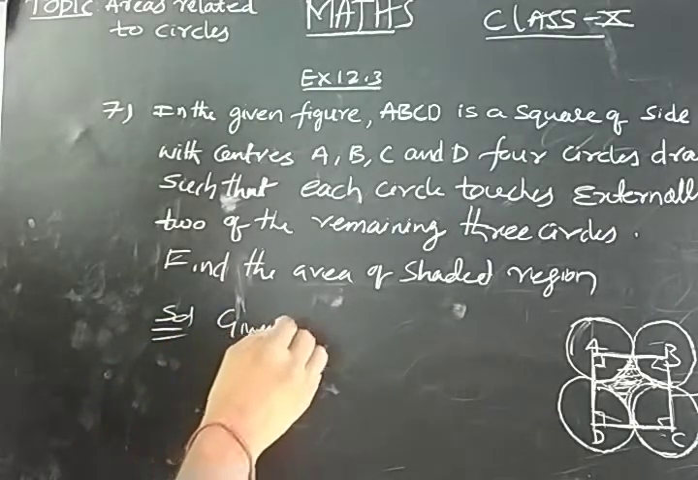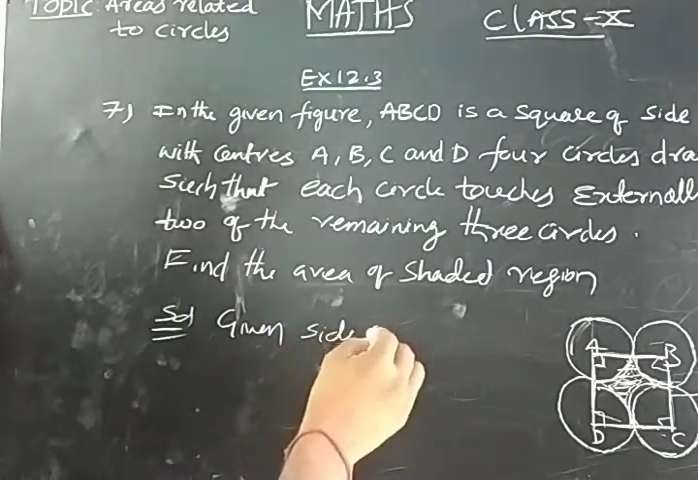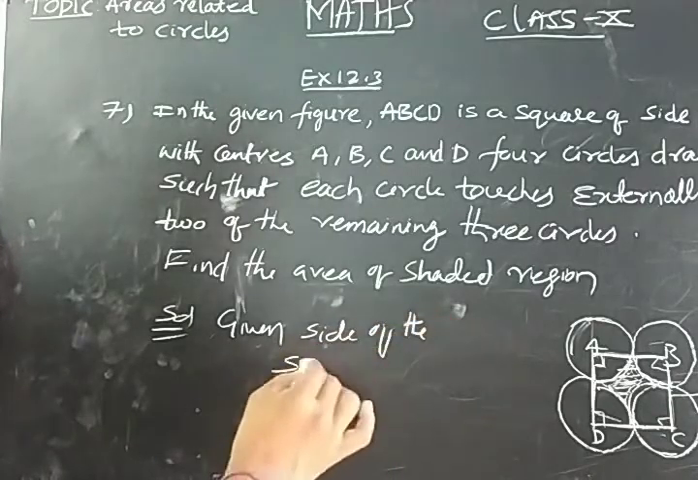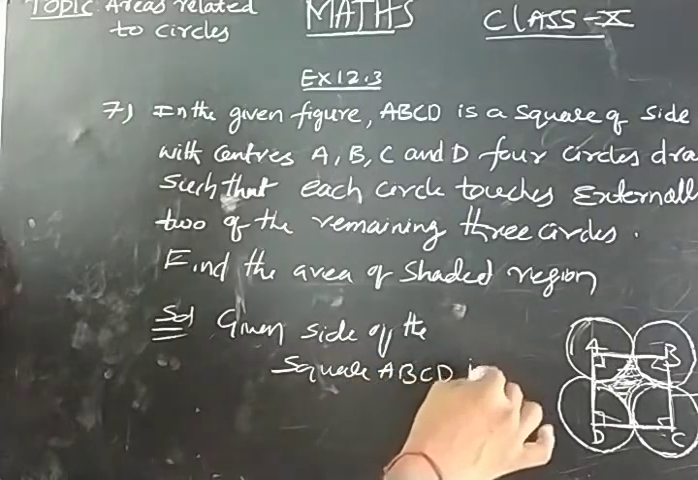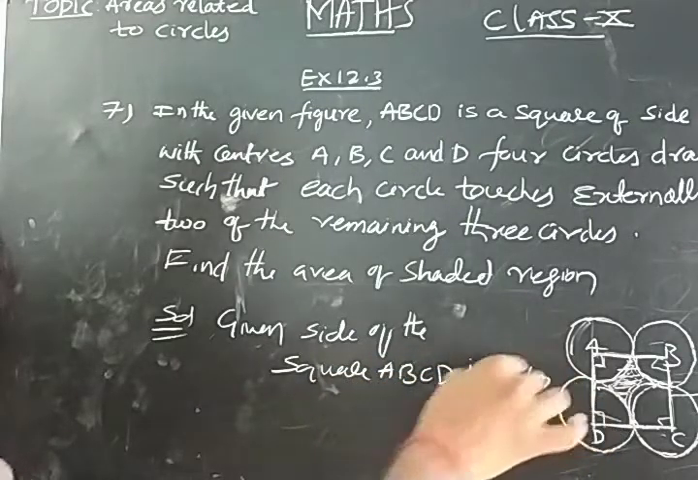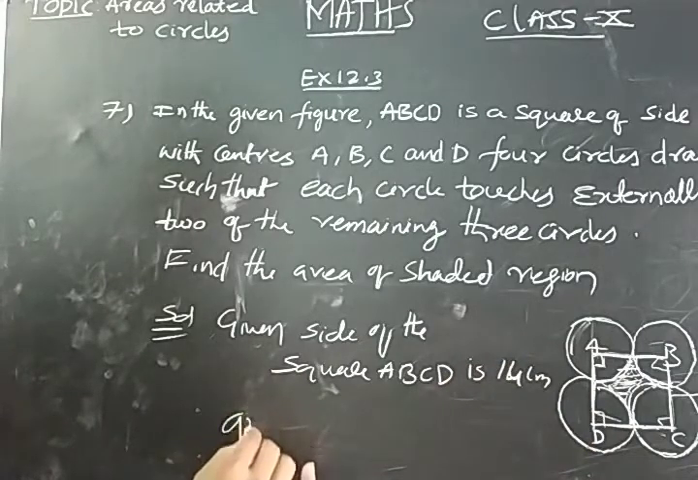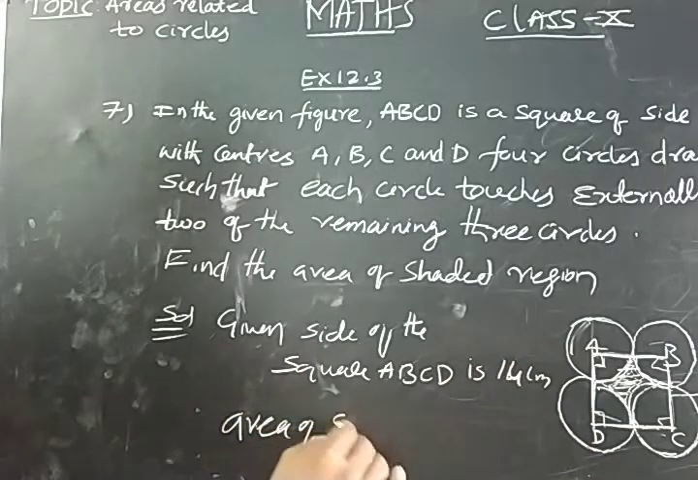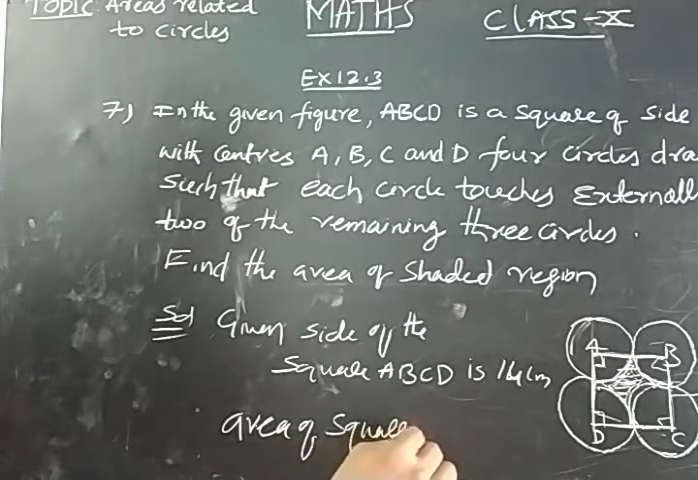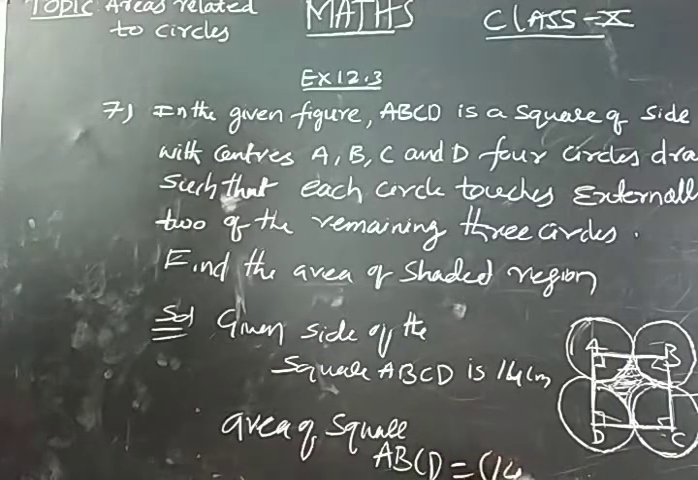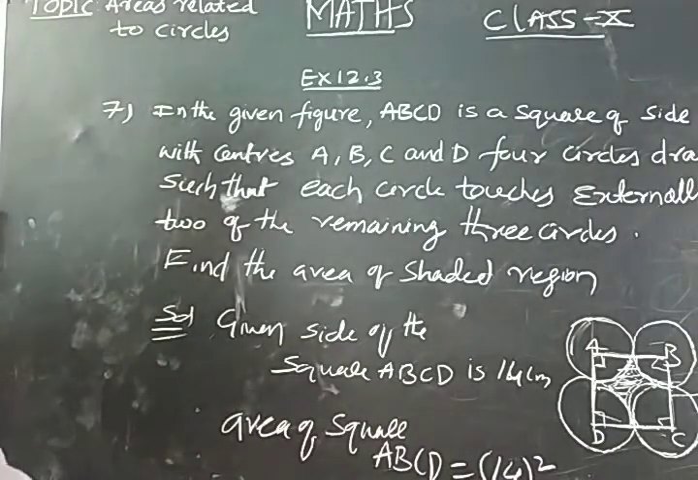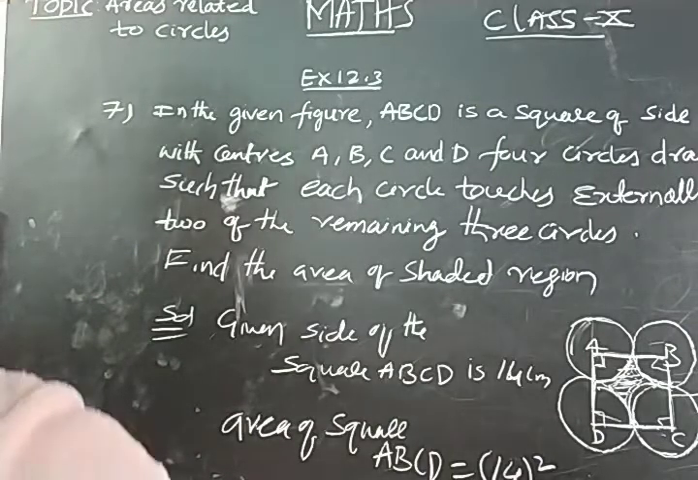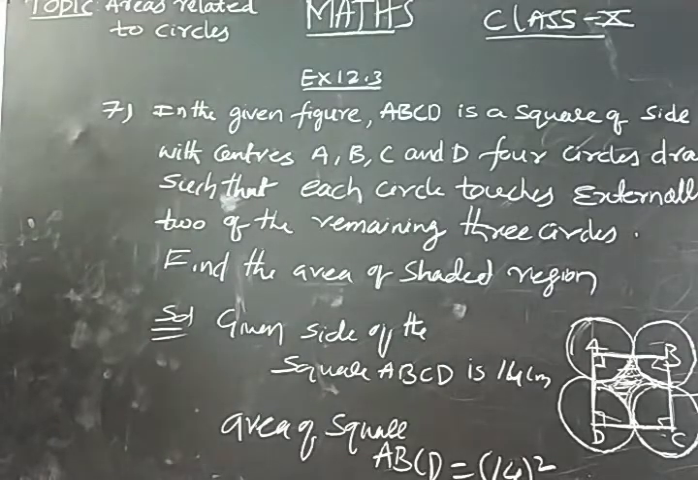Given: side of the square ABCD is 14 centimeters. Right? Now I am finding the area of the square. Area of square ABCD is equal to 14 square, 14 times 14 is 196 centimeter square. Right? This is the area of the square, 196.